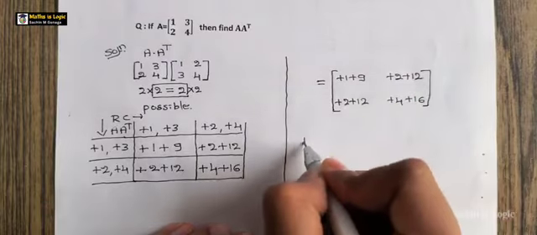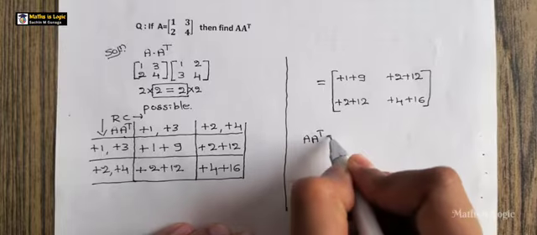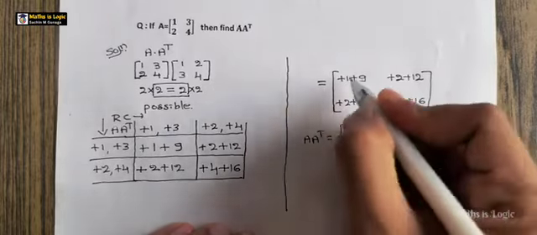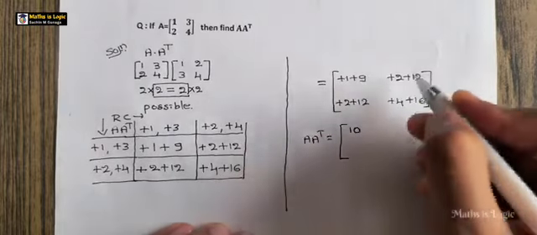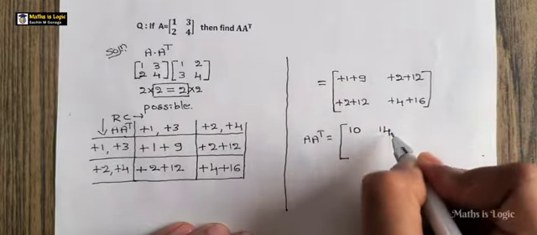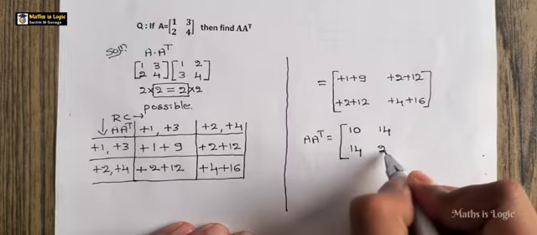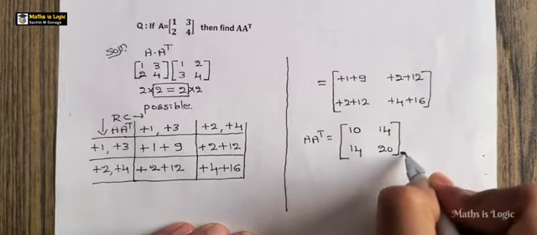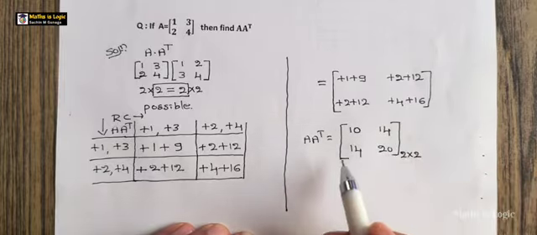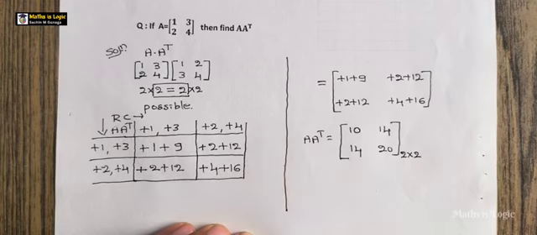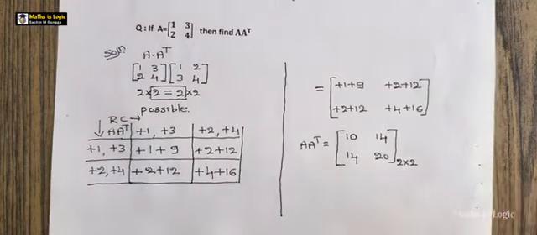Therefore, what is the final answer of A into A transpose? 1 plus 9 is 10, 2 plus 12 is 14, 2 plus 12 is 14, 4 plus 16 is 20. So the order is 2 cross 2. So this is the answer of A into A transpose.